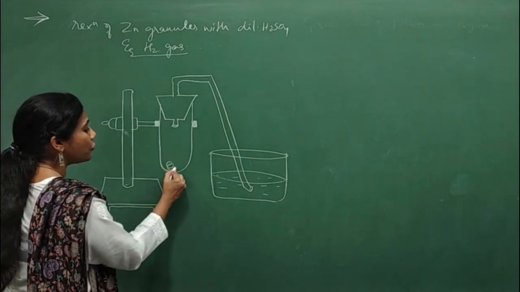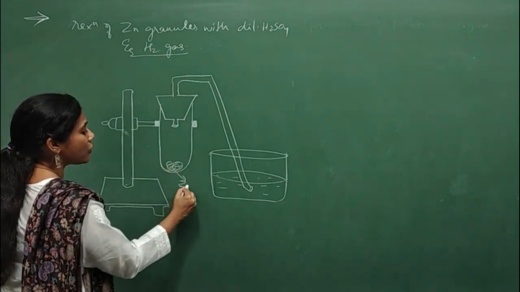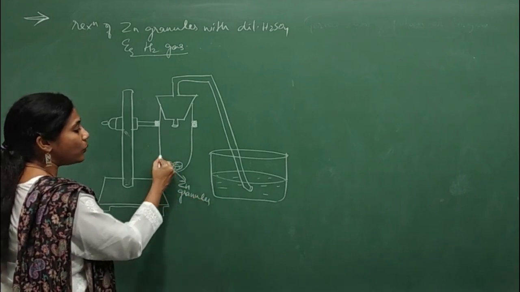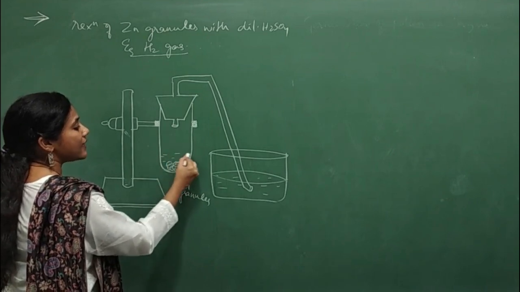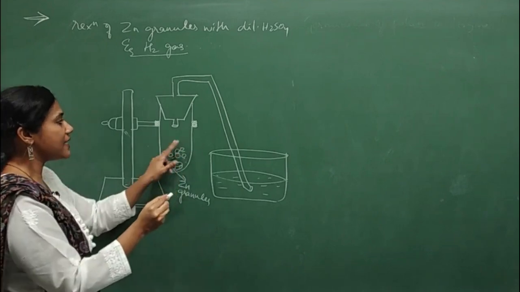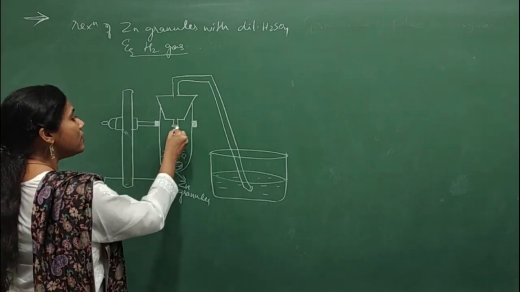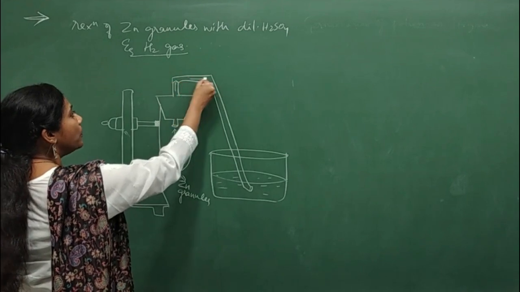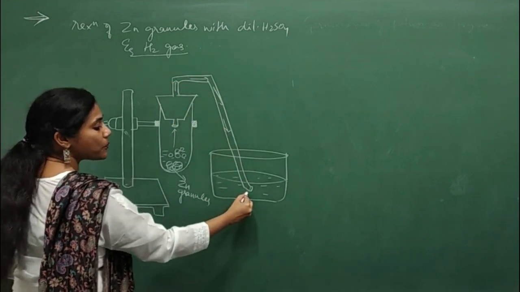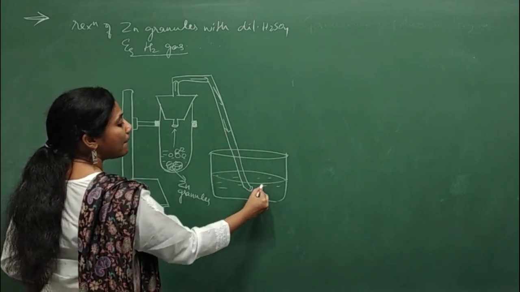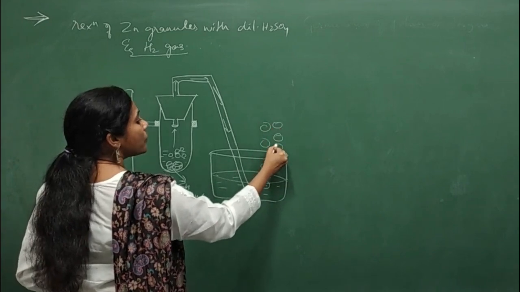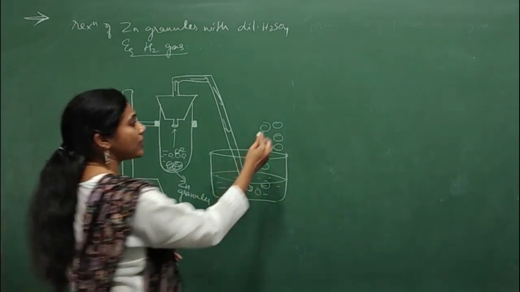In this test tube you have zinc granules. When you add sulfuric acid to the zinc granules, what would you observe? You would observe bubbles of hydrogen gas coming out. These bubbles enter the delivery tube and move all along it to the soap solution, and here you will observe bubbles filled with hydrogen gas.